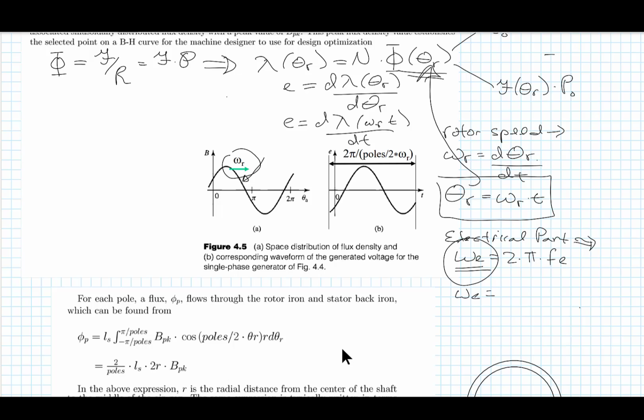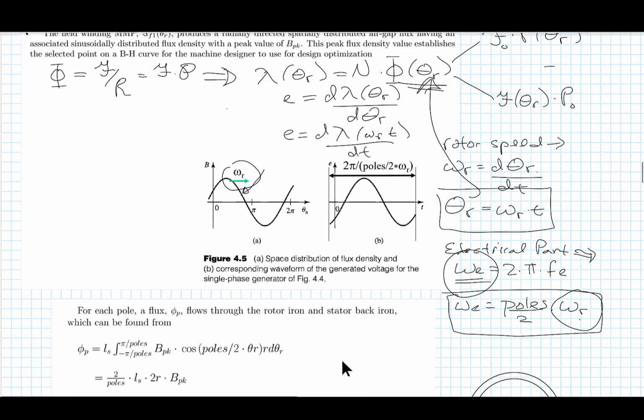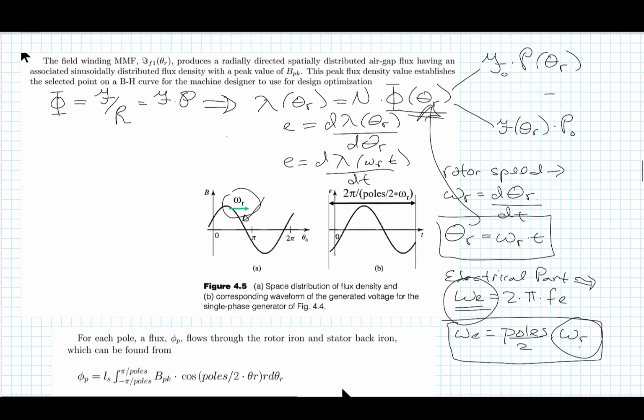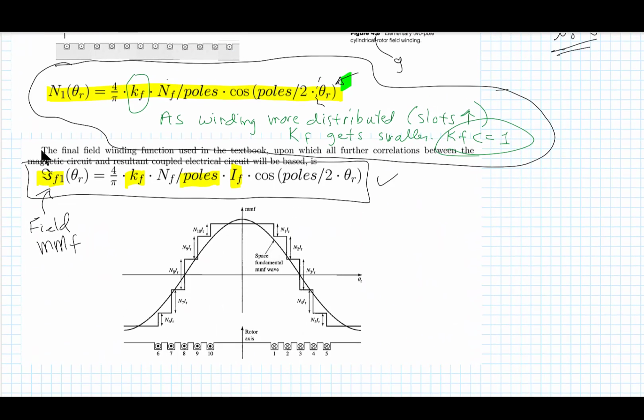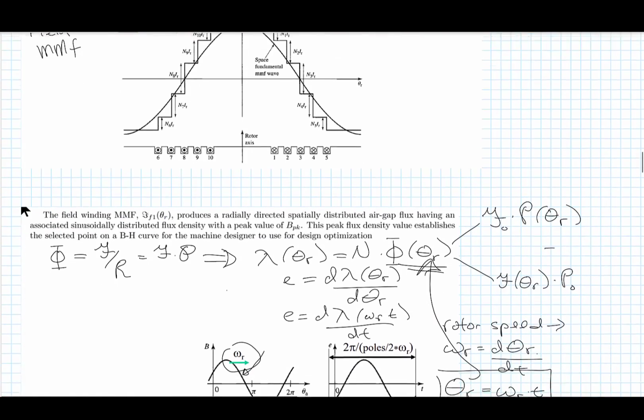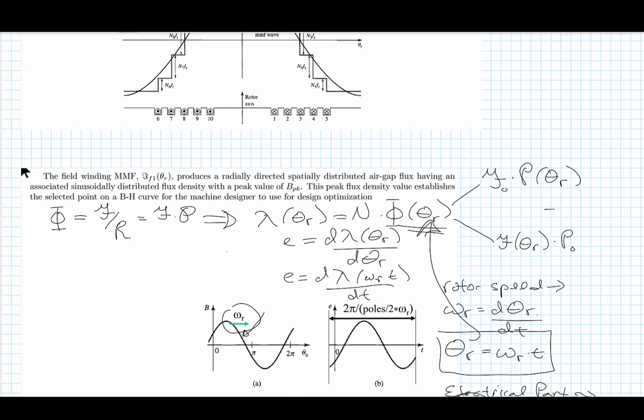Omega E is equal to the pole pairs, number of poles divided by 2, times the rotor speed. The same way that we related an electrical angle to a mechanical angle, we can relate an electrical frequency to a mechanical frequency or speed. So this is how fast you're moving the rotor. And that's how fast the flux density is moving through the air gap. So I'm going to put all this together, and I'm going to put the MMF that we were able to derive here together with the permeance, and we come up with a function for the flux density, just considering the fundamental component with respect to theta r, and that is equal to the peak flux density.